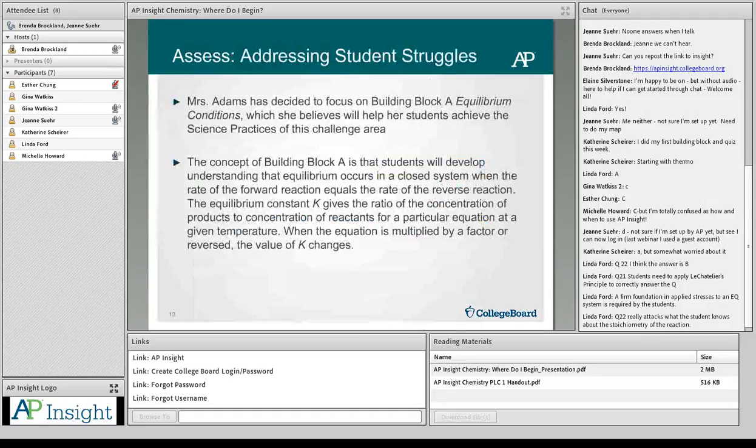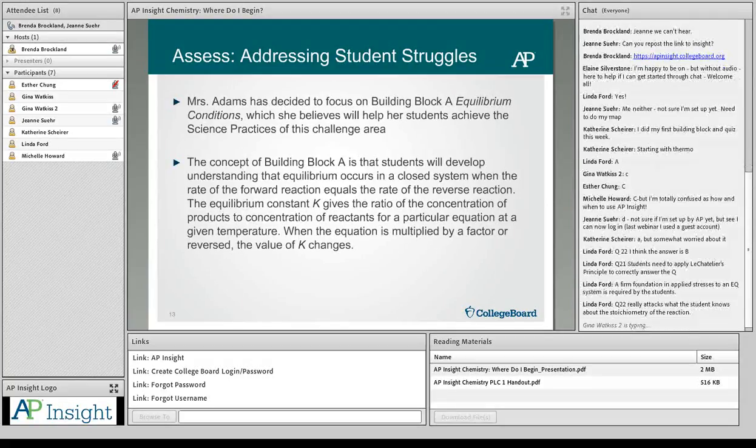All right, so now that you have that, Mrs. Adams looked at this practice test and decided, yeah, she thinks that those kids are going to have an issue with those questions. She wants to focus on that building block 6.6, but in letter A.